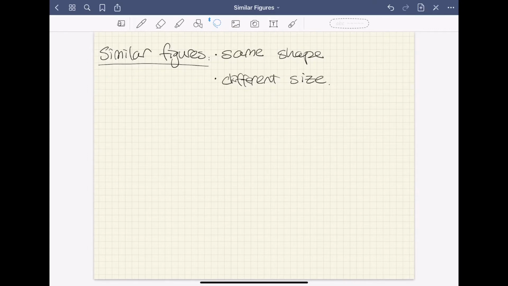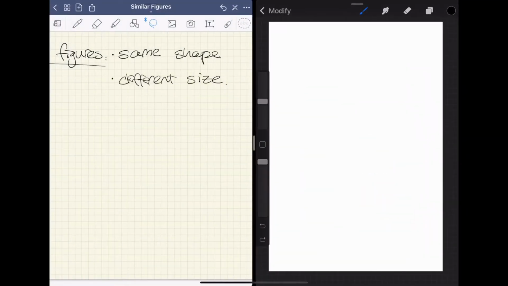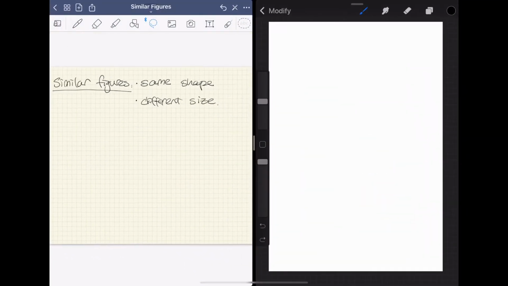Okay, let's talk about similar figures. Similar figures are the figures that have the same shape but with different size. If they have the same size, then they're going to be exactly the same. So let me give you a few examples about what similar figures are. So let's say I draw a heart.